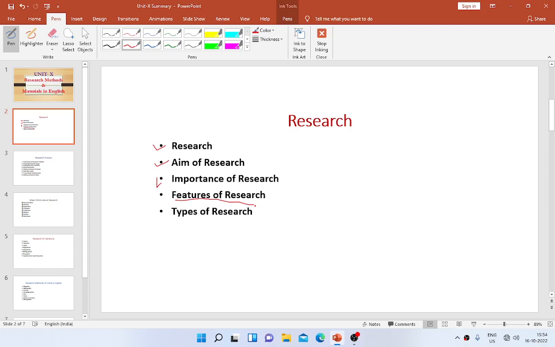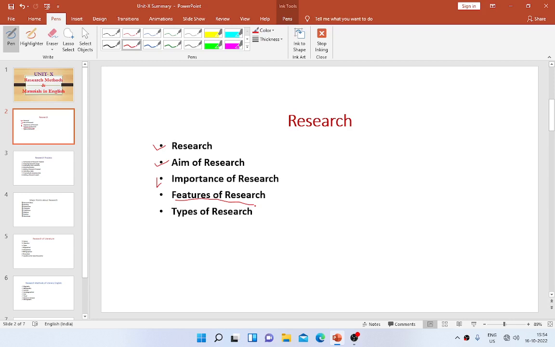The next characteristic is replicable. It allows the results of the research to be verified by replicating the study and thereby building a sound basis for decisions. So these are some features of research.